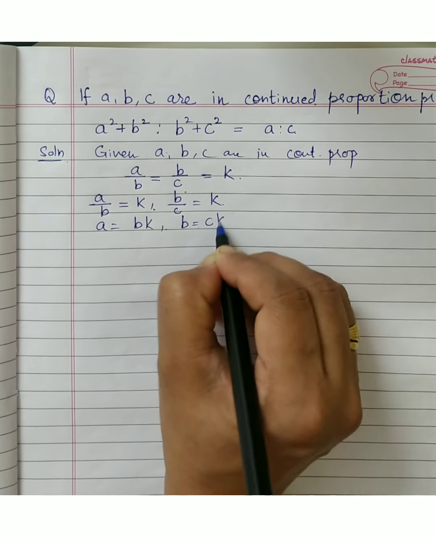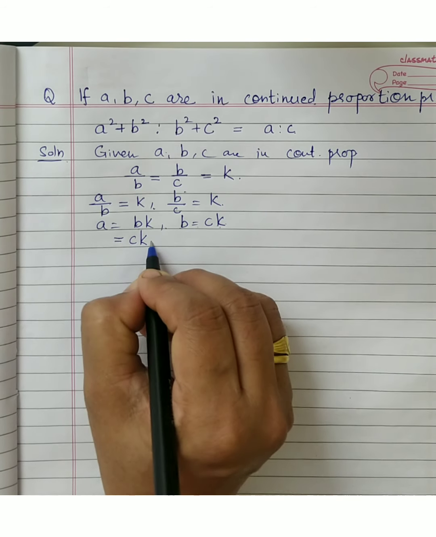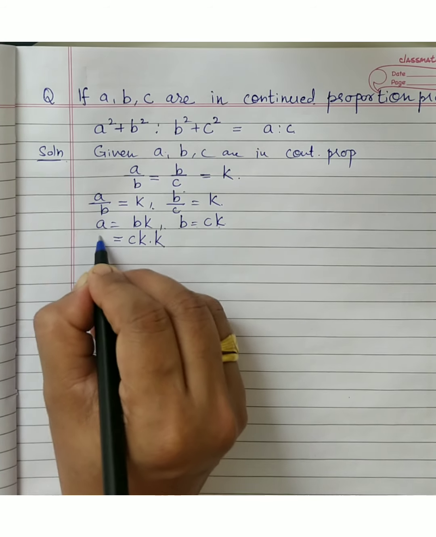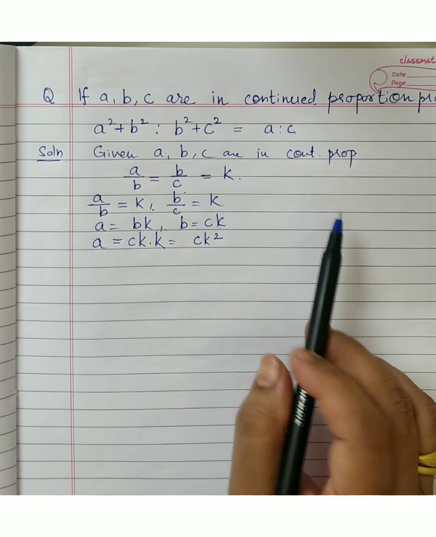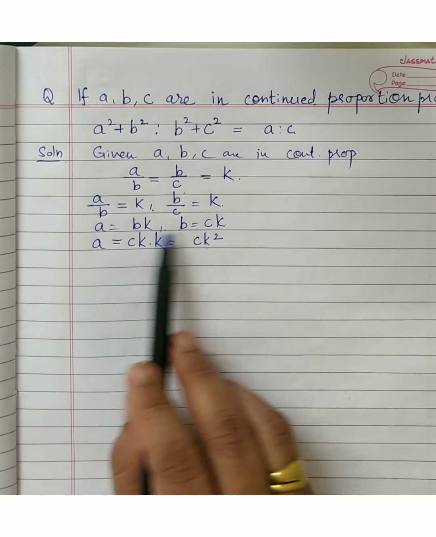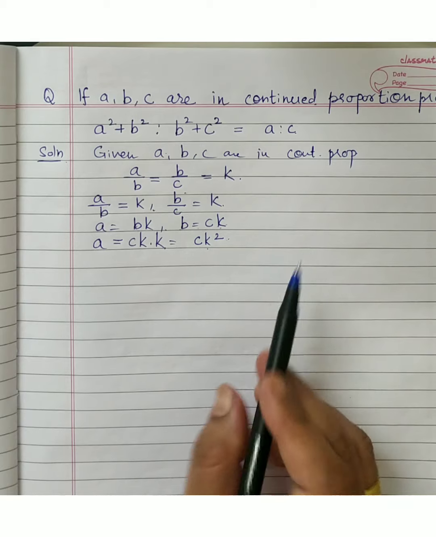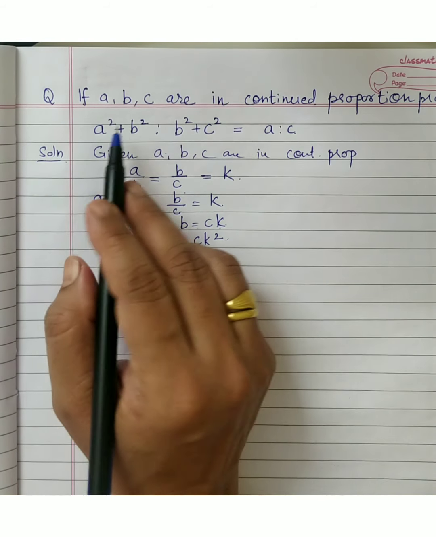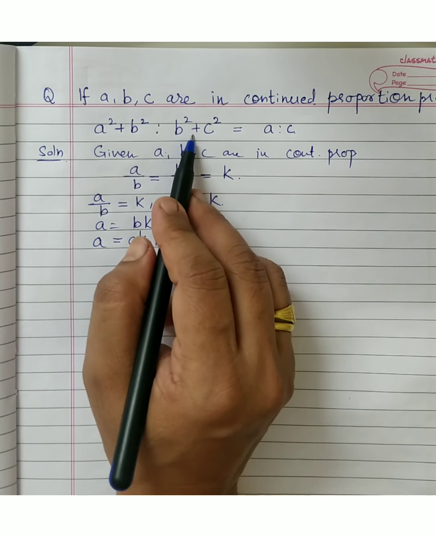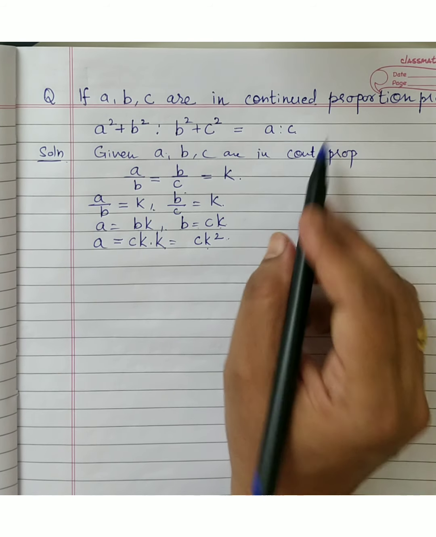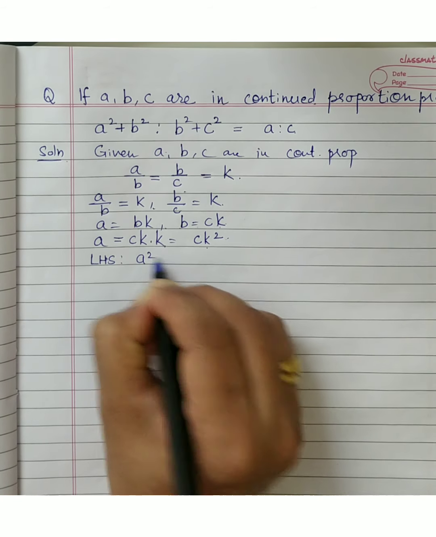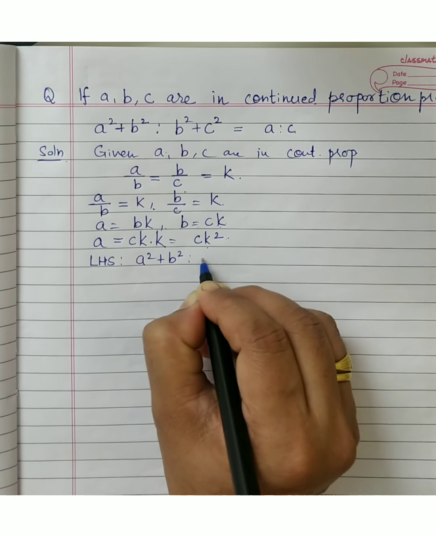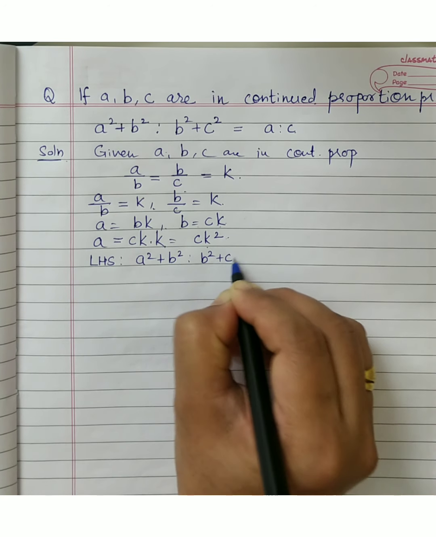So again b can be replaced by c here. So what happens here? B is ck and a is bk, so a is equal to ck square. So when a, b, c are in continued proportion, you get a is equal to ck square and b is equal to ck. So while substituting, keep it in your mind. Then what you have to prove is a square plus b square ratio b square plus c square, left hand side, is equal to a ratio c. So starting with LHS, a square plus b square ratio b square plus c square.